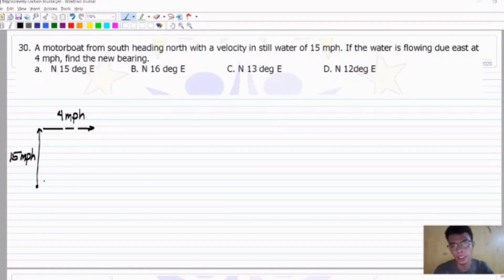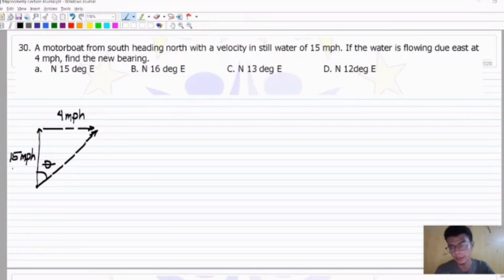Kasi di ba, ang boat natin, yung direction ng boat natin is papunta sa north, pero dahil ang tubig ay papunta sa east, naapektuhan yan yung direction ng ating boat. Naapektuhan yan yung direction ng ating travel. Kumbaga, natutulak ng kaunti yung ating boat na mag-travel nakahilis papunta sa east. And what is this angle? So let us solve for the value of the angle.